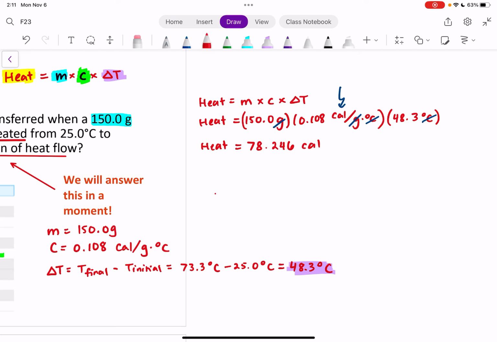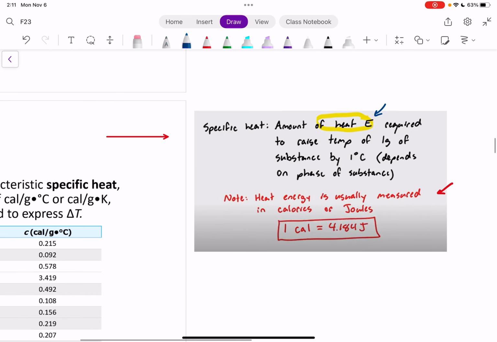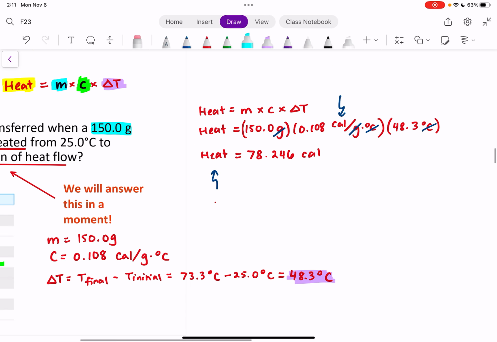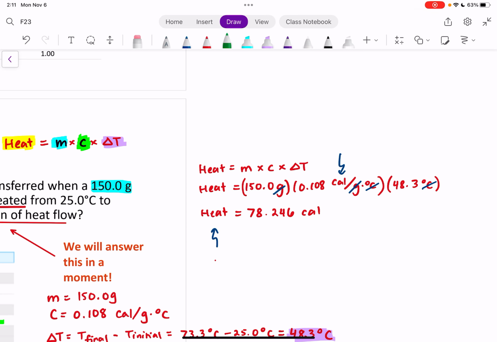Which I want you to think about, why does that make sense? Now, if we want to end up with heat, remember that heat is expressed in units of calories or joules. So if you got all the way to the end of this and you had some kind of weird unit, maybe grams per calorie, or calories times degrees Celsius, you know that you didn't finish the problem, or you didn't do something right. Because you want a unit of heat, and that's calories or joules. In this case, calories.